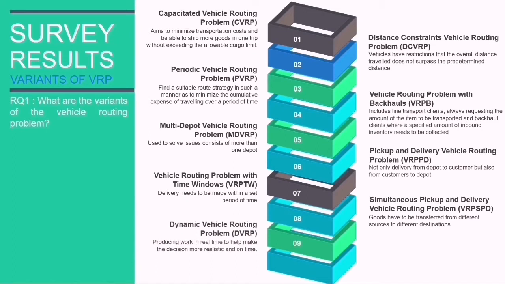Dynamic vehicle routing problem concerns producing work in real time to help make decisions more realistic and on time. Some examples are traffic or vehicle problems. Green vehicle routing problem takes into account the environmental impacts, guided by various techniques: energy consumption reduction, waste recycling, and even the best disposal of waste management.